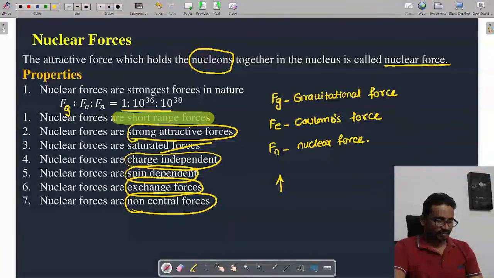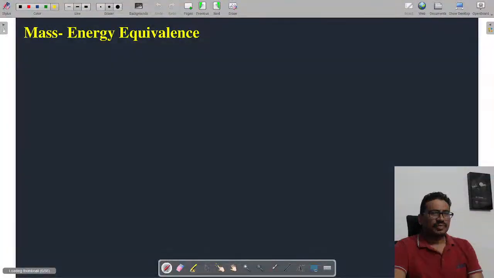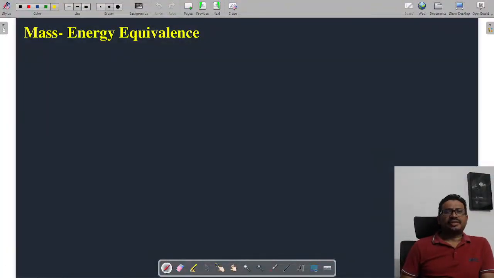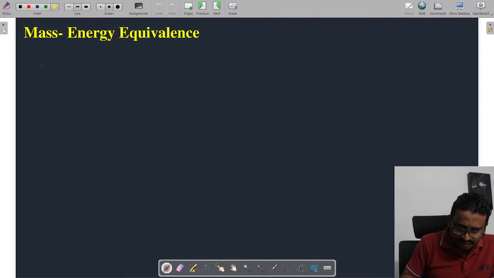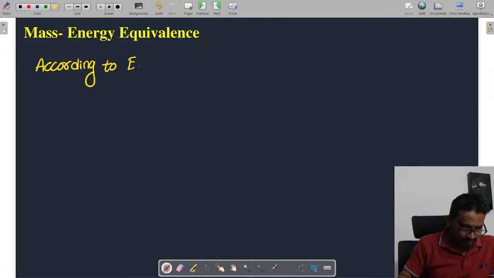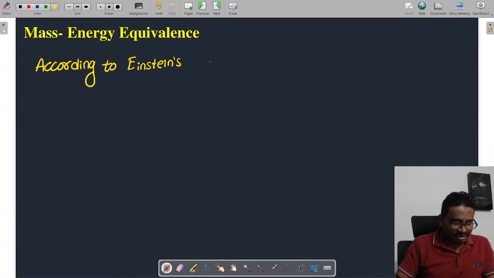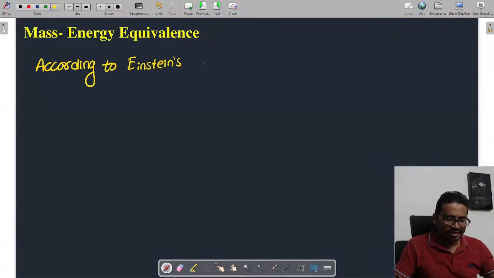Next one. Mass energy equivalence. What does mass energy equivalence mean? According to Einstein, mass is nothing but energy.